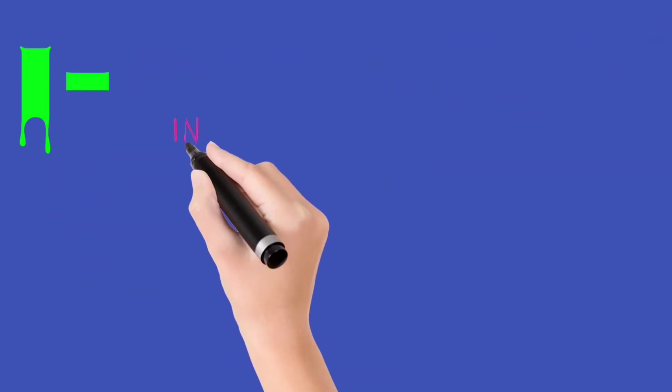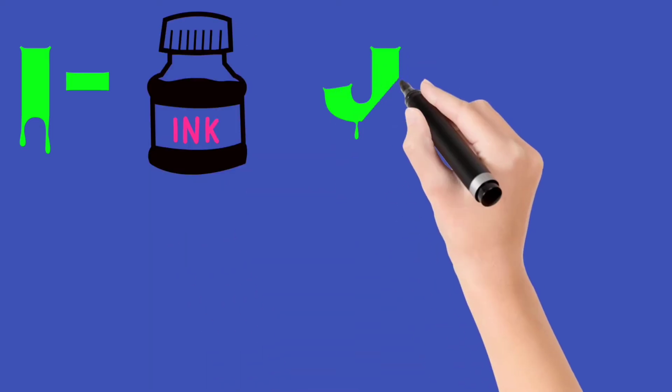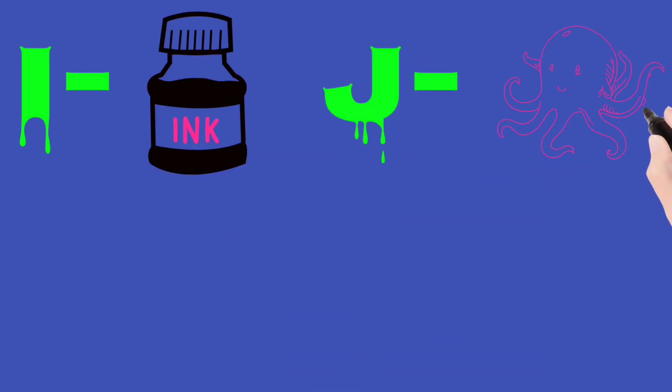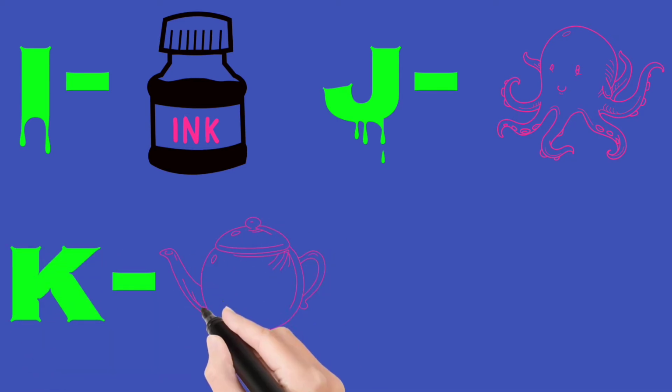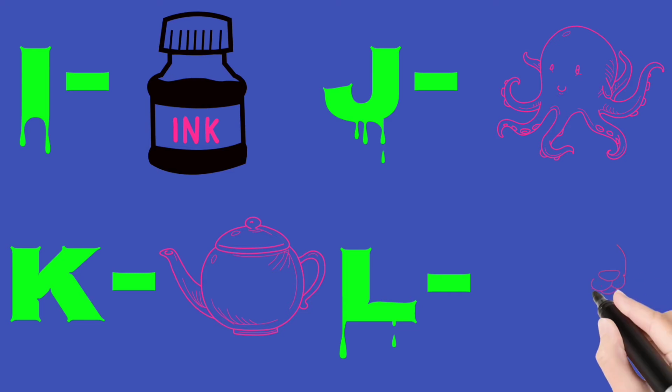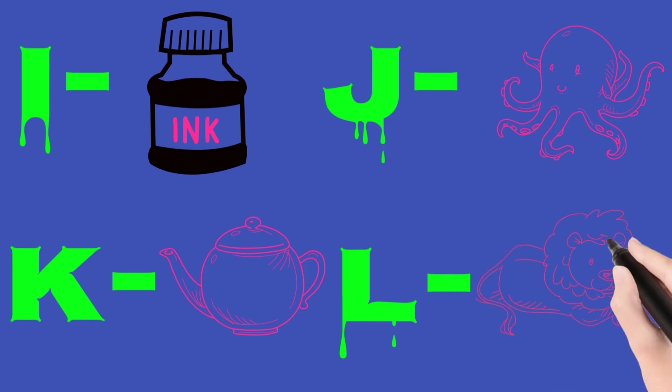I for ink. J for jellyfish. K for kettle. L for lion.